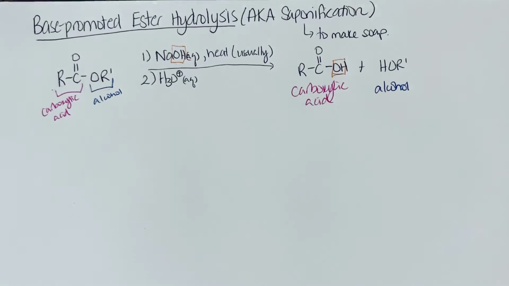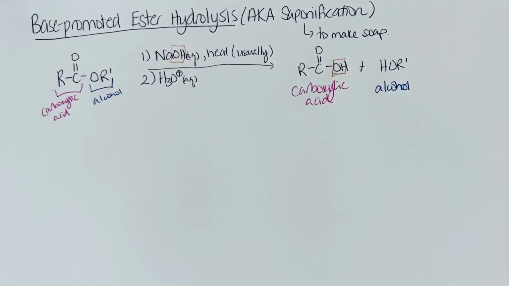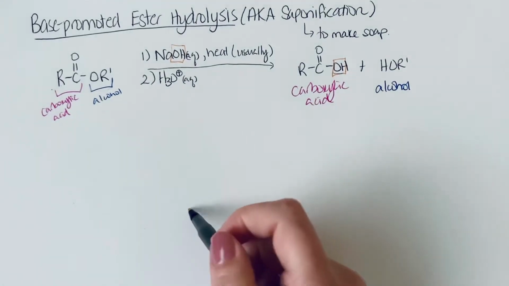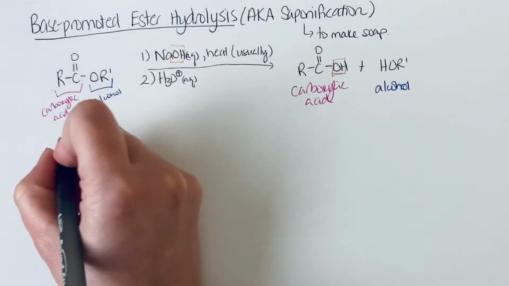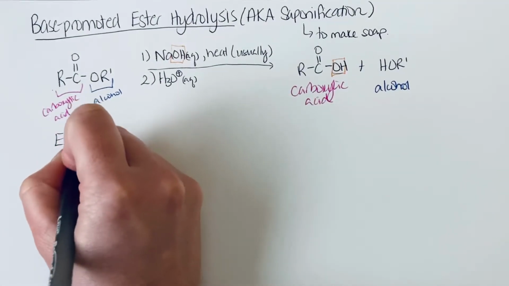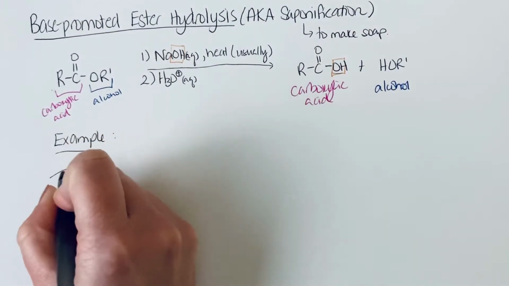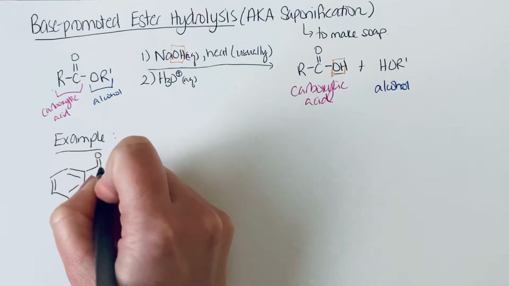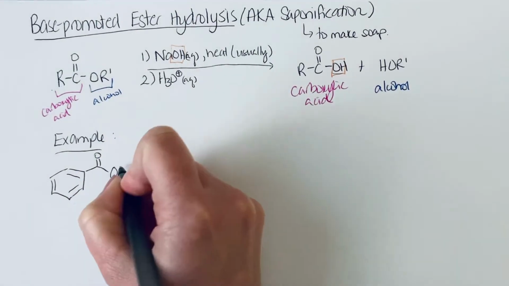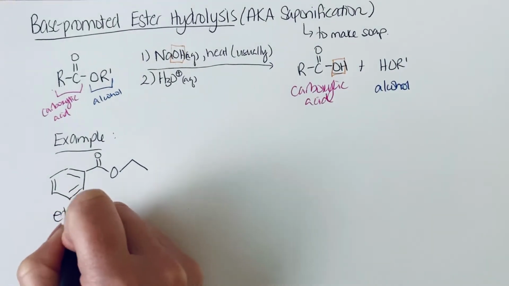So let's look at a specific example. We'll actually fill in some groups for both of those R groups and run through the mechanism. These base promoted mechanisms are always shorter than the acid catalyzed, and that's because we just don't have as many proton transfer steps. So it's kind of nice that way. So we're going to start with ethyl benzoate.